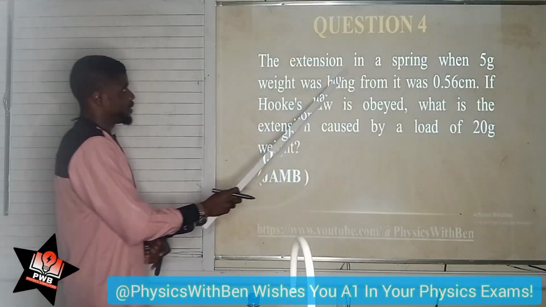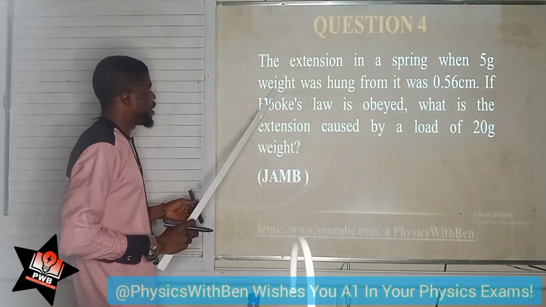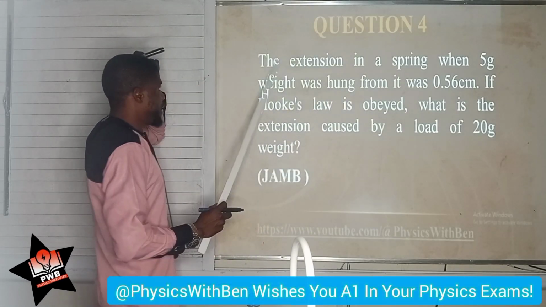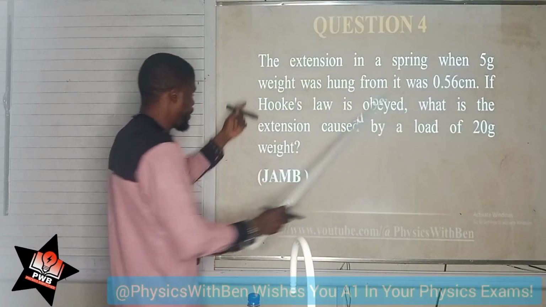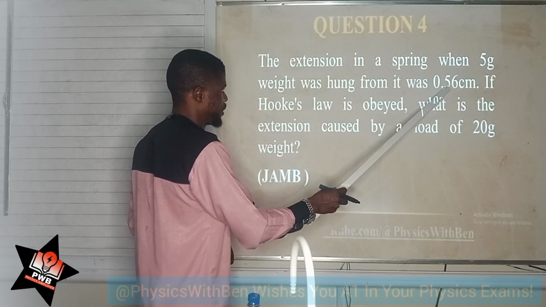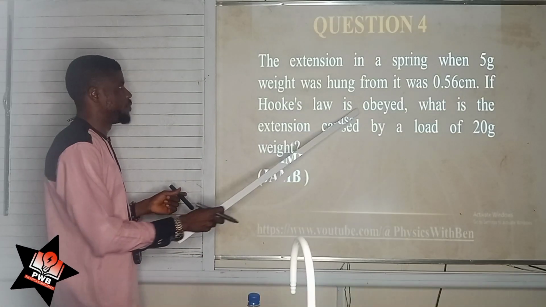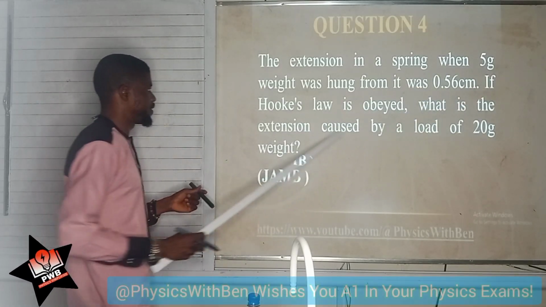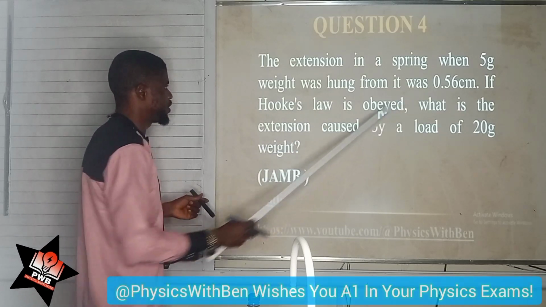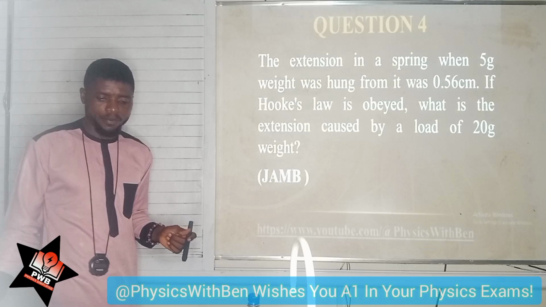The extension in a spring when a 5 gram weight was hung from it was 0.56 cm. If Hooke's law is obeyed, what is the extension caused by the load of this weight? This is a JAMB question.